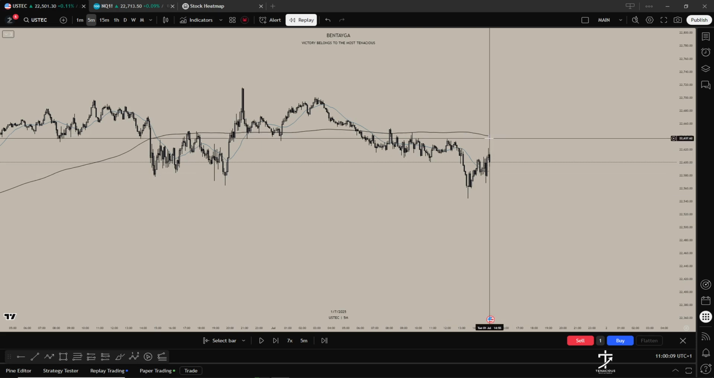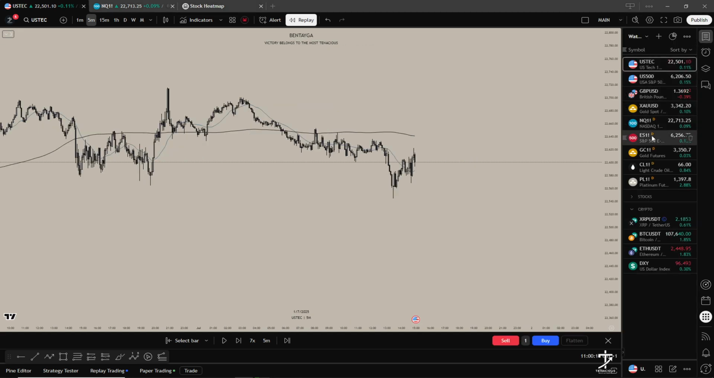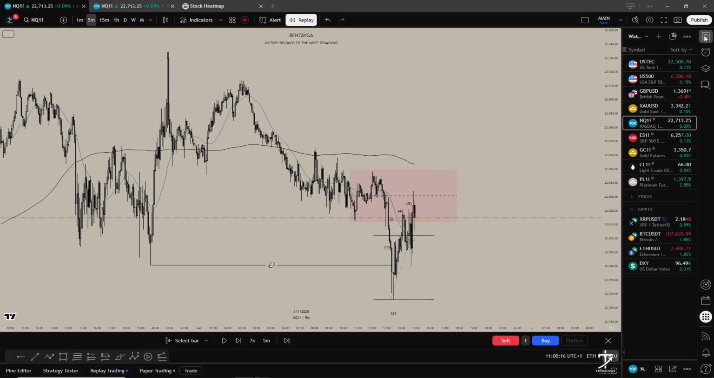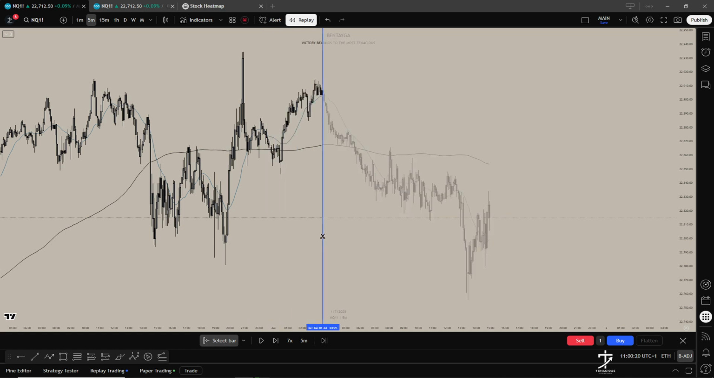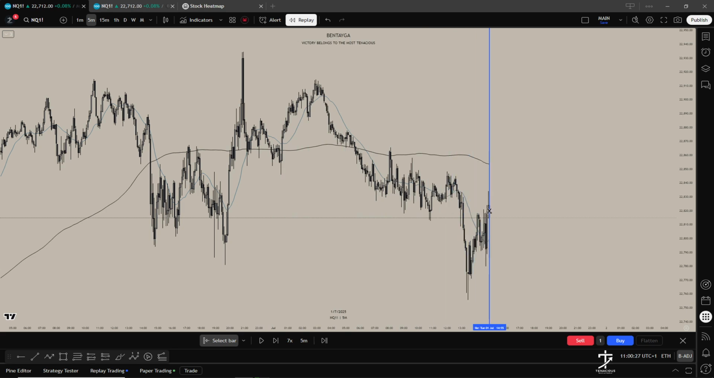So, I'm just going to be going over NQ. Let me use NQ instead. One second, guys. Yeah, so I'm just going to be going over NQ, 3 o'clock. Oh, it's already done for me.